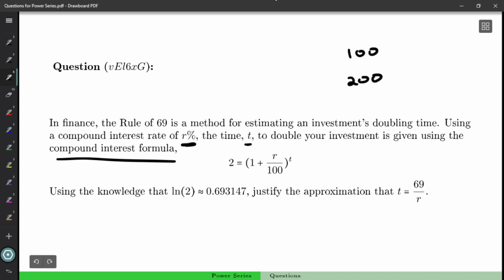Using the compound interest rate of R%, the time it takes to double your investment is given by the compound interest formula: 2, because we're doubling, equals 1 plus R over 100, because percents are measured out of 100, to the power t. Okay, so that's the formula. You would rearrange this and solve for t.